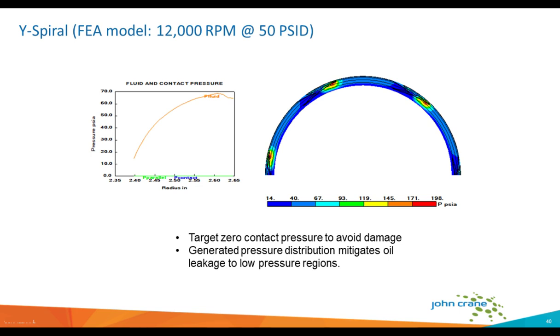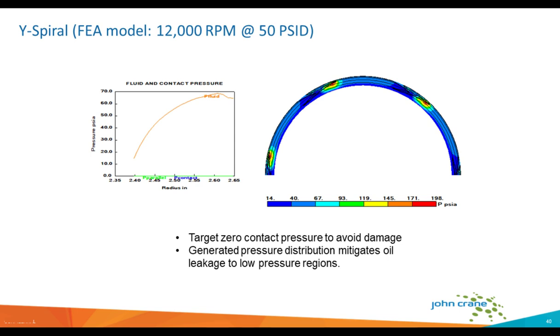We have an example here of an FEA simulation of a 12,000 RPM oil seal application, and these are typical conditions: very high speeds, but relatively low differential pressures. There's only 50 psi in terms of differential pressure across that seal.